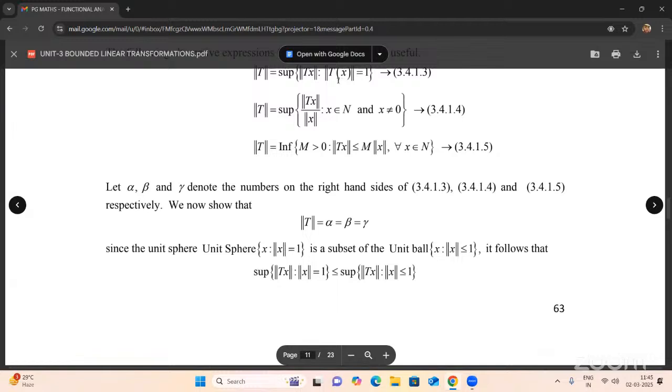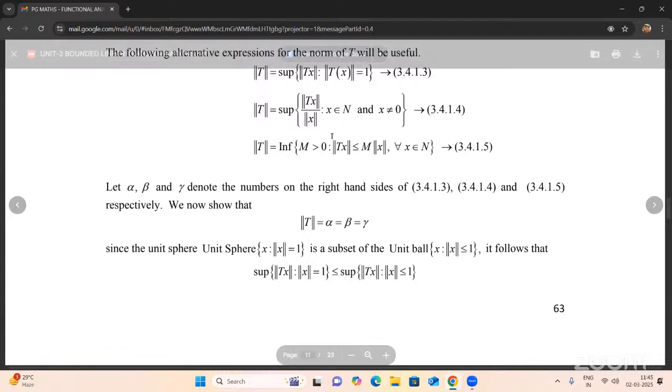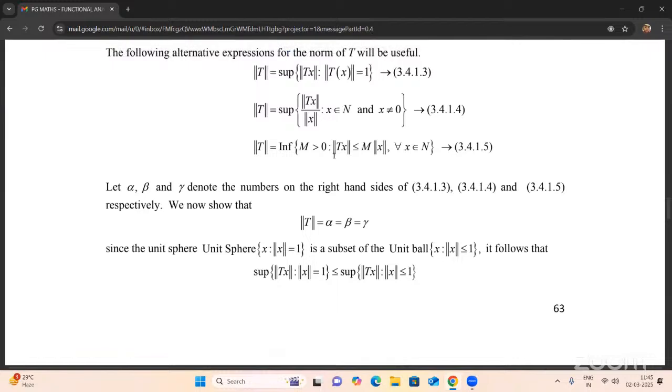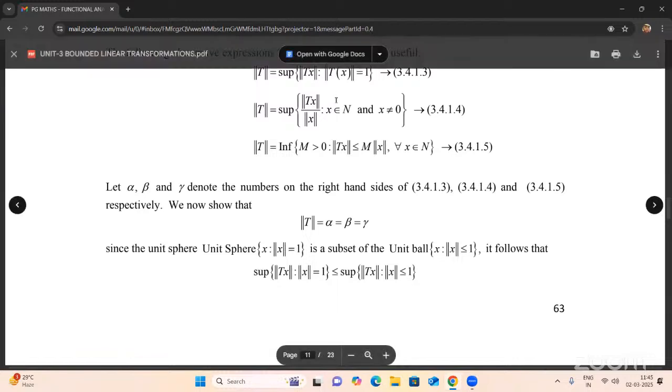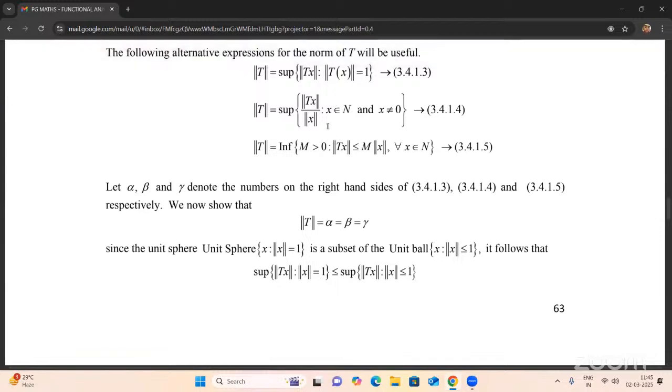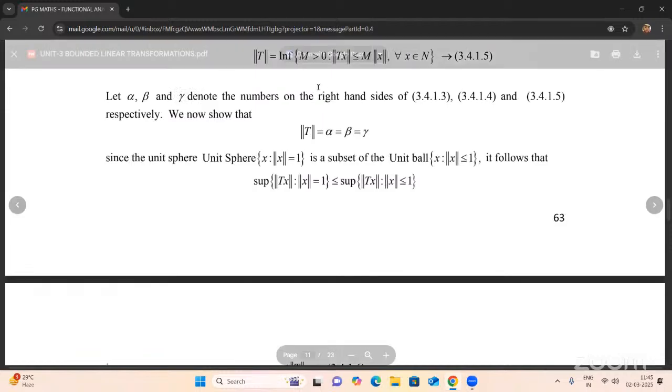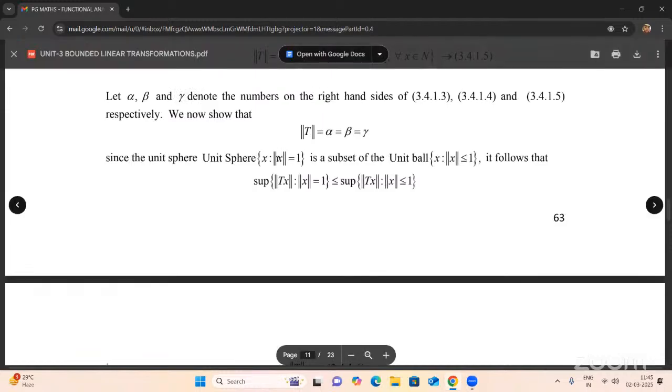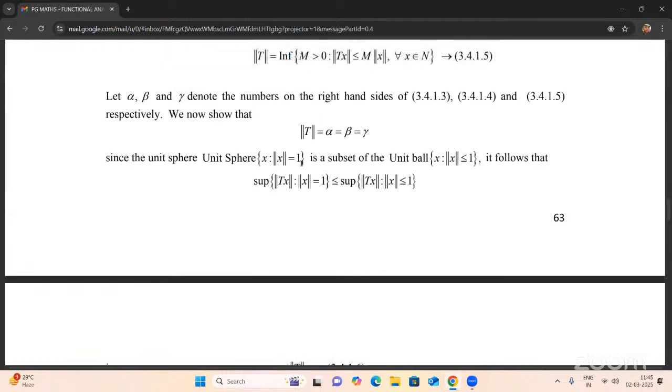Don't deviate here. Particularly, those norms are denoted by alpha, beta, gamma. So norm T, especially, one is equivalent to another: alpha equal to beta equal to gamma. Now, the closed unit sphere: X is defined from norm X equal to 1.